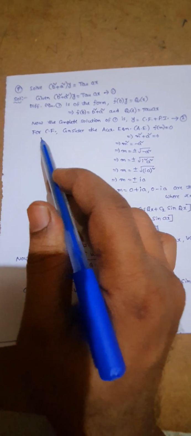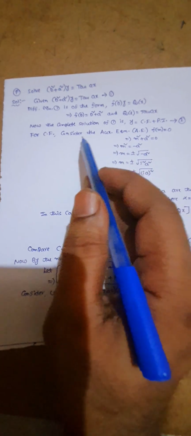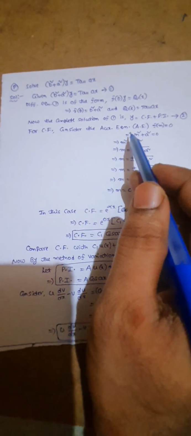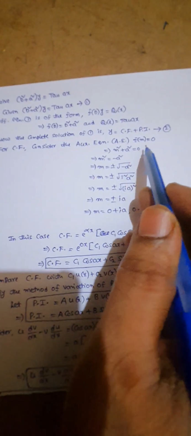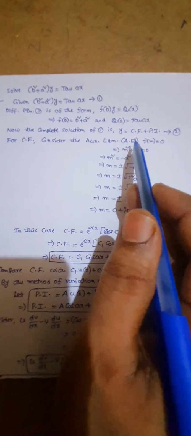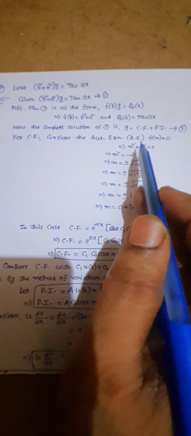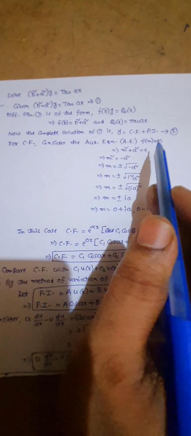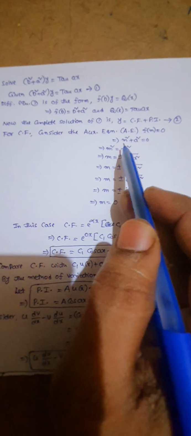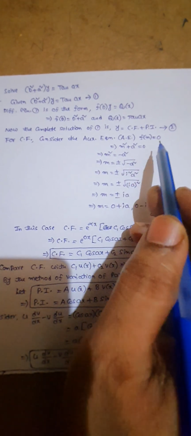For CF, the complementary function, which is the first part of this formula, we take the auxiliary equation, f of m equals 0. Since f of D equals D square plus a square, in the place of D we replace m. So f of m equals m square plus a square, and that equals 0.